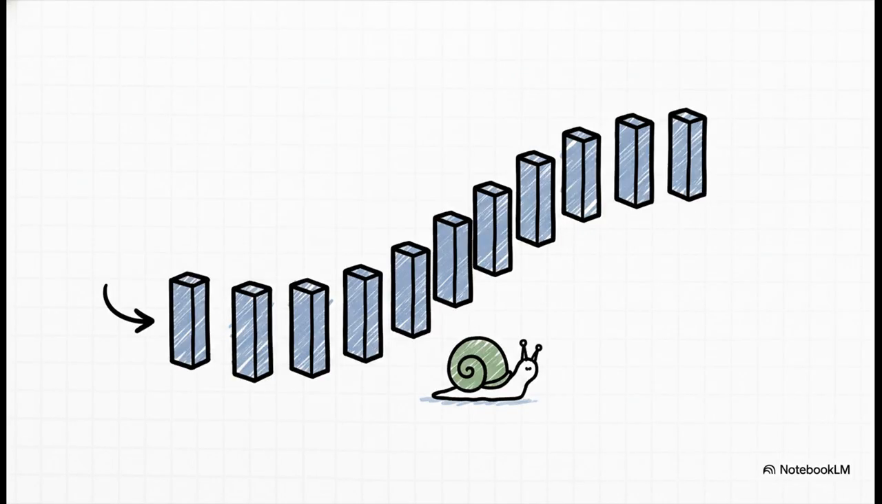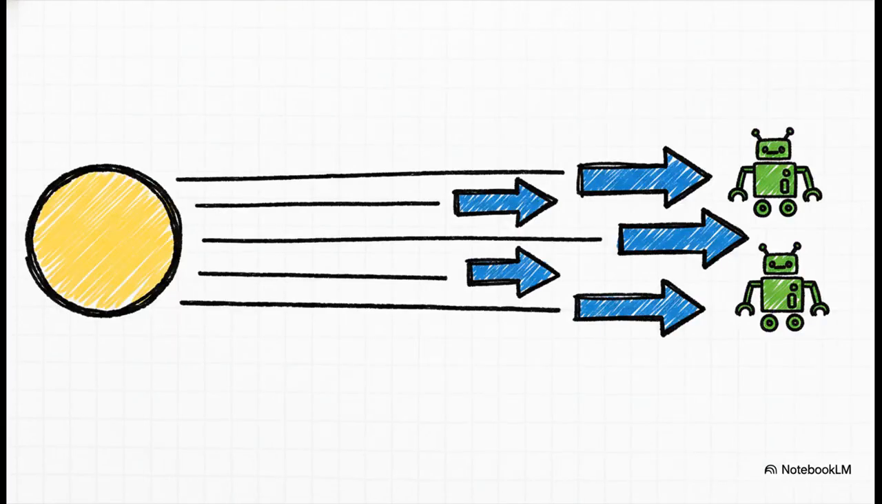Okay, now think about how you probably work now. You ask the AI to do one thing, you wait, then you ask it to do the next thing. It's slow. It's linear. But what if you didn't have to work like that? Well, there's this kind of hidden feature called the Agent Manager that lets you run multiple AI agents at the exact same time, all working in parallel.